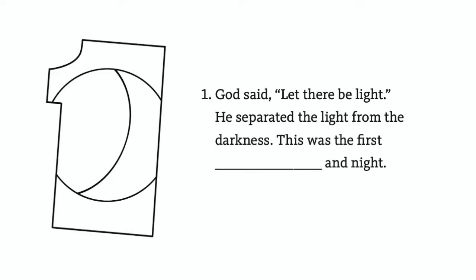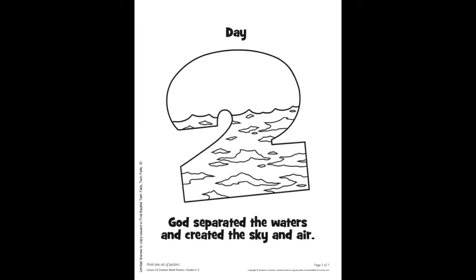So if you want to do that with me, you can look at the first part of your notes where it says day one. It says, God said, let there be light. He separated the light from the darkness. This was the first blank, and night. We'll put the word in there, day, right? D-A-Y, the first day and night. Your first part of your notes is complete. Let's move on to day two.